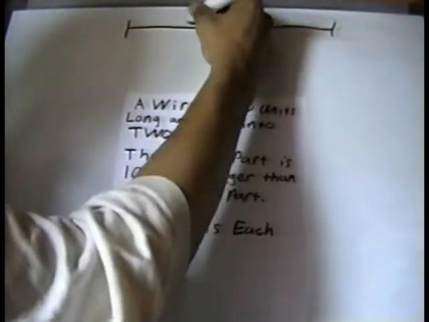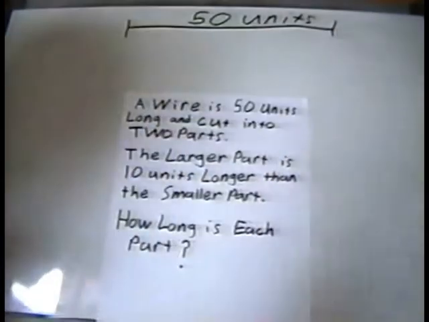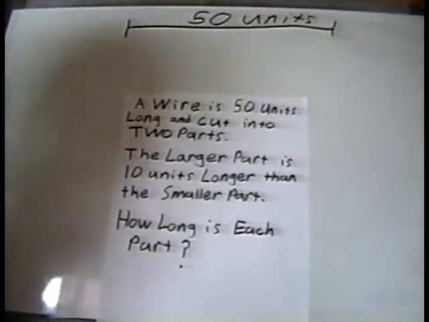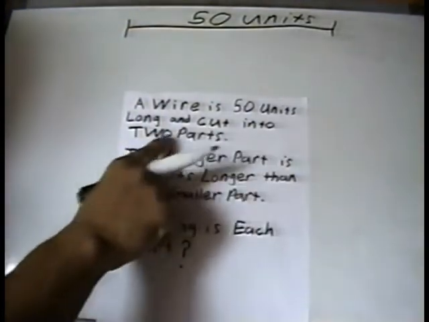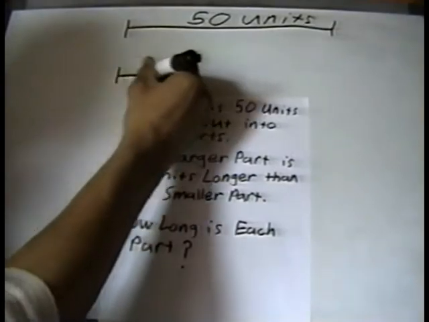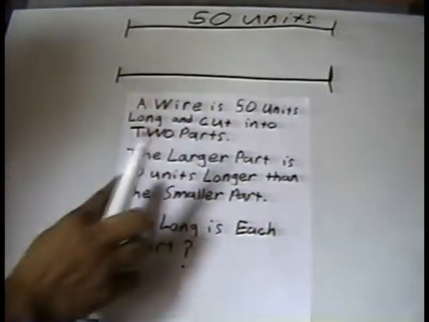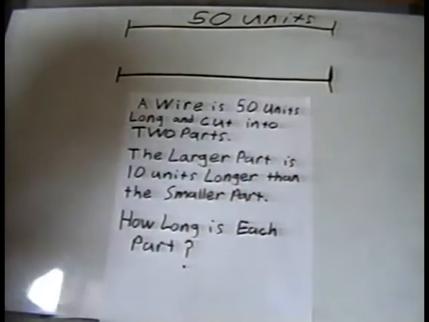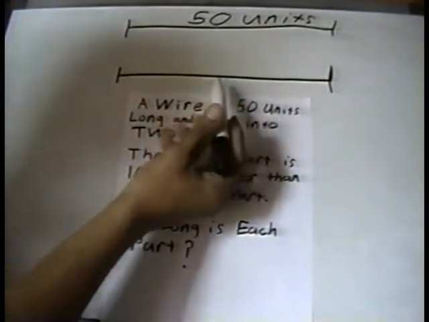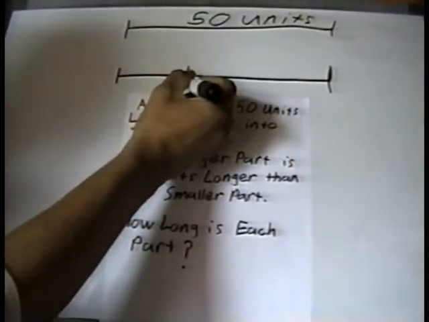Okay, now first of all, if you have a wire 50 units long, the first thing you want to do is draw a line representing the length of the wire. Okay? And that's 50 units altogether. Okay? So we say it's cut into 2 parts. Okay, so we draw another line.